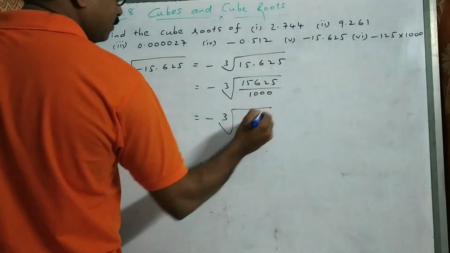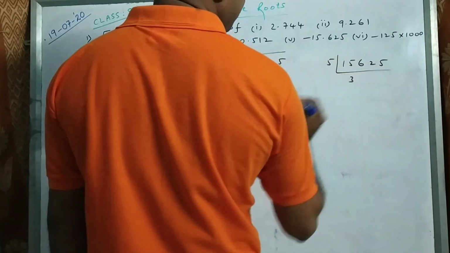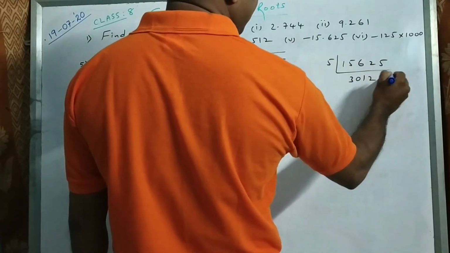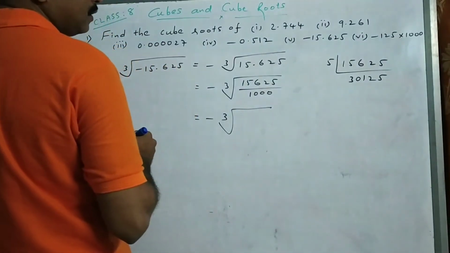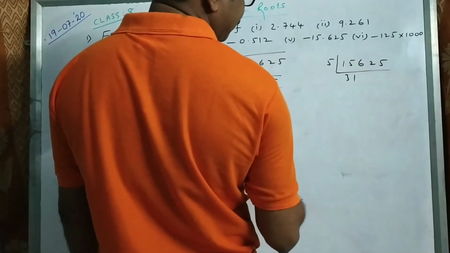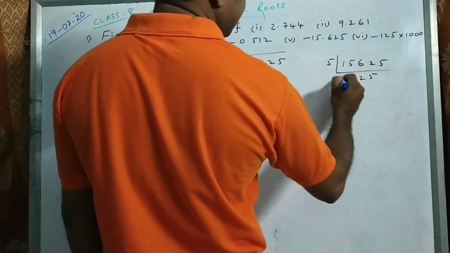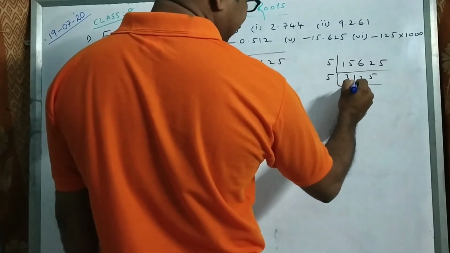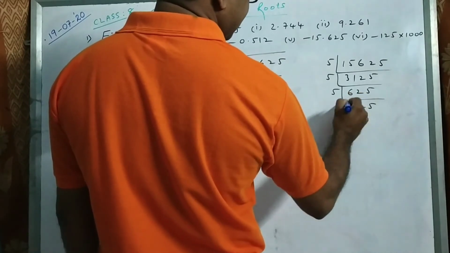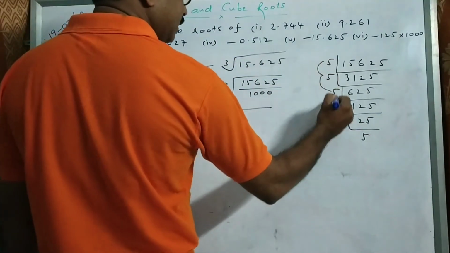Minus cube root of 15625. 5 3s are 15, 5 1s are 5, 5 2s are 10, 5 5s are 25. Sorry, let me go on: 5 5s are 25, 5 25s are 125, 5 125s are 625, 5 625s are 3125, 5 3125s are 15625. Right. So here 1 2 3, 1 2 3.